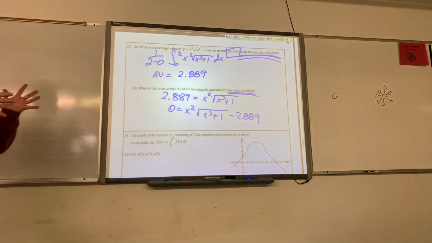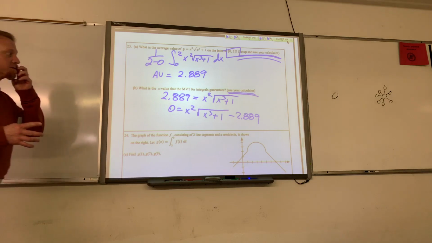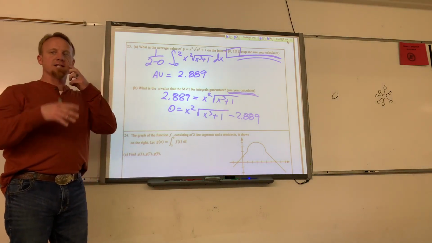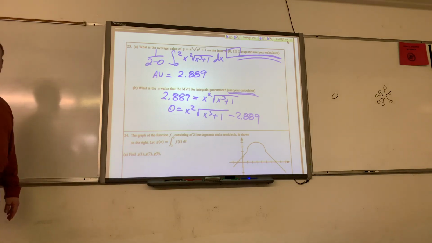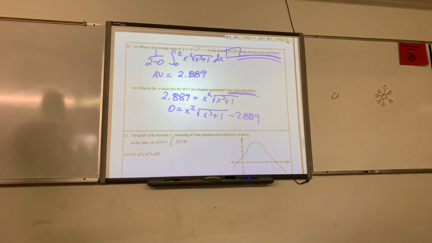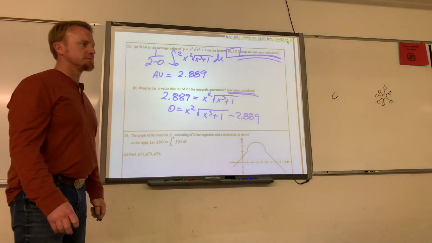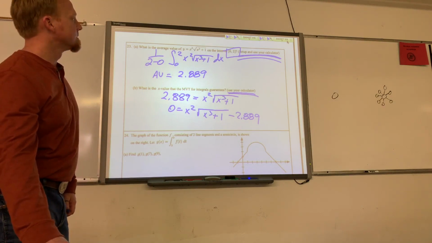So you want to change your window from 0 to 2. Figure out where it crosses the x-axis, and then find that zero. But make sure we got this right. How do you change your window? Menu, 4, 1. Write that down. Menu 4 1. Do you still have to click on both sides too? Yep.